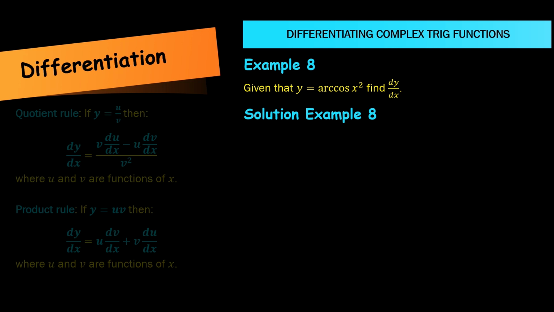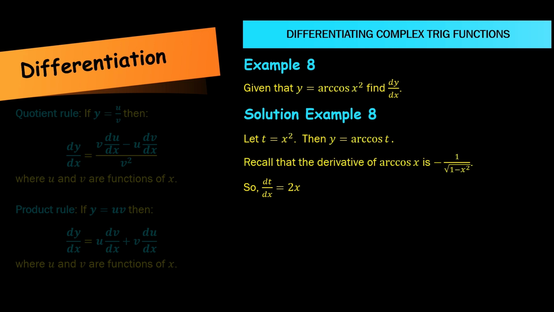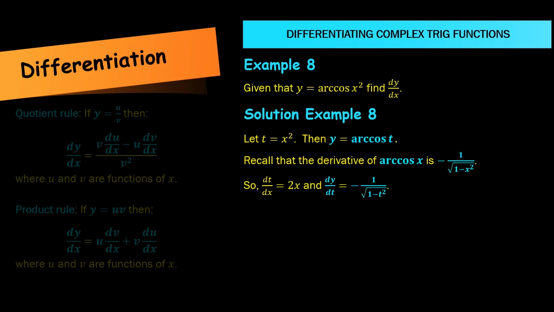If we let t equal x squared, we have that dt/dx equals 2x. We also have that y equals arccos t. Recall that the derivative of arccos x is minus 1 over root 1 minus x squared. And therefore dy/dt equals minus 1 over root 1 minus t squared.